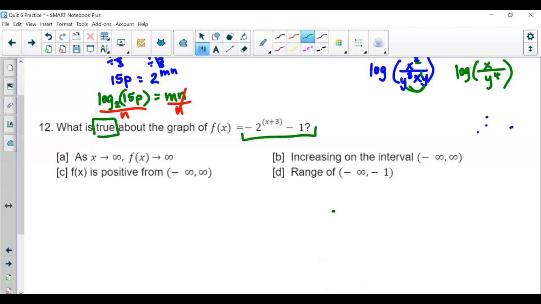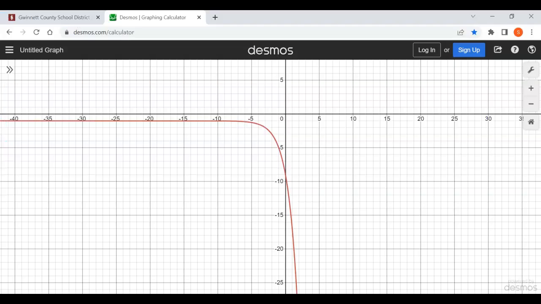So now let's go back to A. As x approaches infinity, what is our f of x approaching? Well, as we're going to the right towards infinity, what is our graph doing?